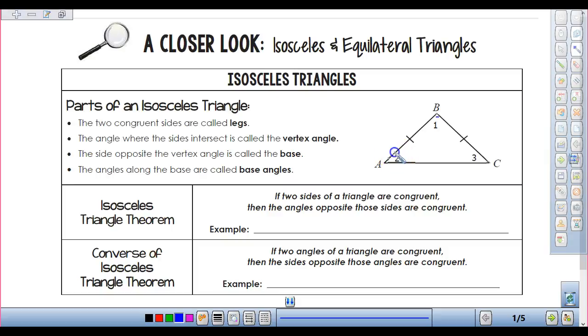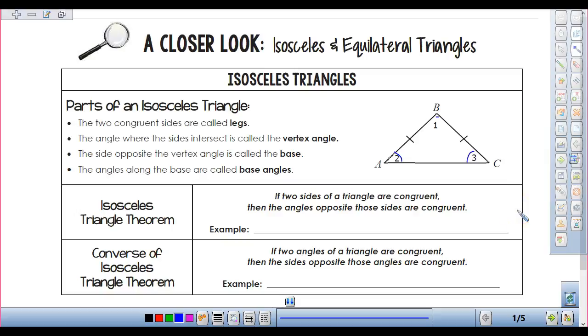Okay, my base angles, 2 and 3, are my base angles because they are across from my congruent sides. Does that make sense? Now, if my two sides are congruent, then my base angles are congruent. Does that make sense? So the angles opposite my two congruent sides are going to be congruent.